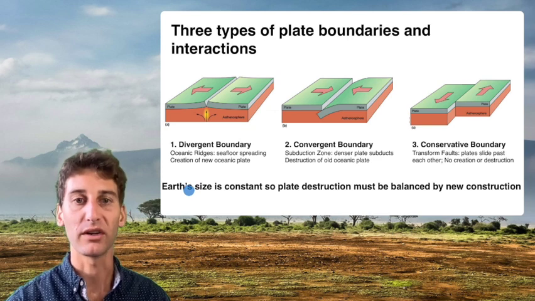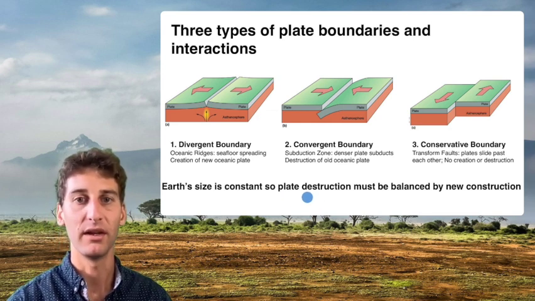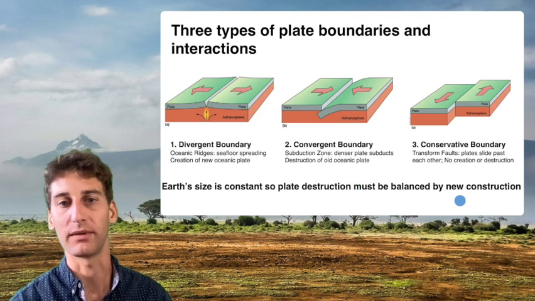So overall, Earth's size is constant, so the production of new plates has to be balanced by the destruction of old plates, or vice versa. Plate destruction has to be balanced by creation of new plates.